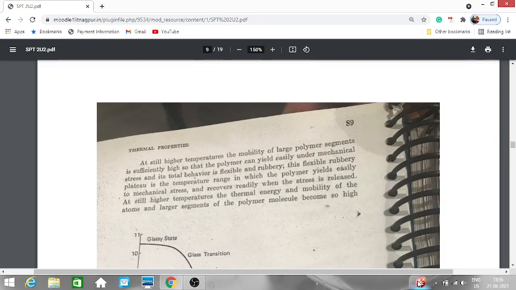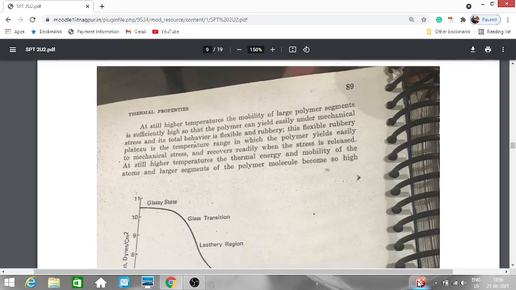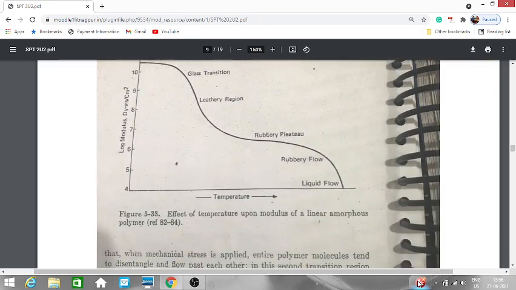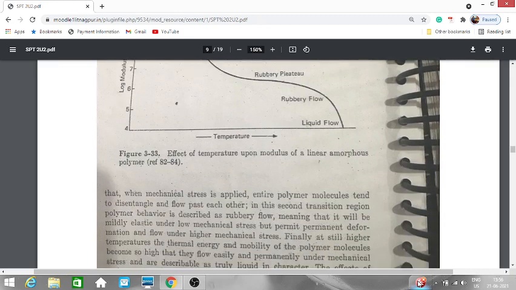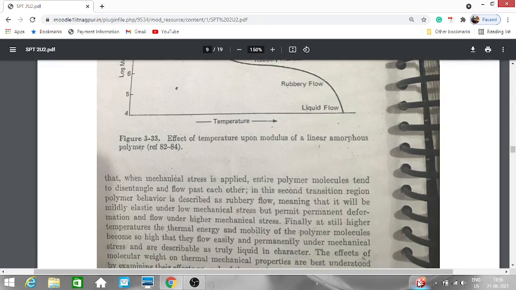At still higher temperature, the thermal energy and the mobility of the atoms and large segments of the polymer molecule become so high that when mechanical stress is applied, the entire polymer molecule tends to disentangle and flow past each other. This is the second transition region, where polymer behavior is described as rubbery flow, meaning that it will be mildly elastic under low mechanical stress but permit permanent deformation and flow under higher mechanical stress.